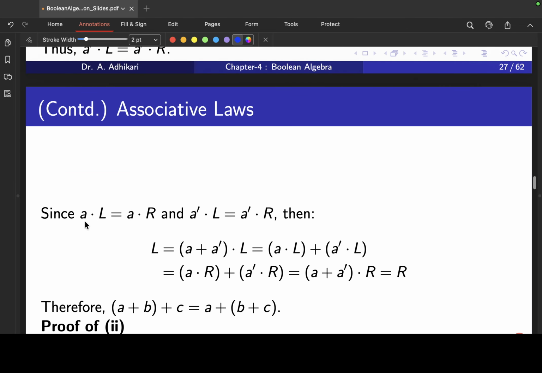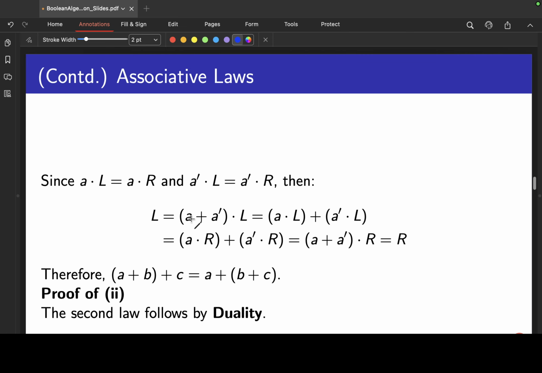Now we have proved A dot L equals A dot R and A' dot L equals A' dot R. Then L equals (A plus A') dot L, because A plus A' is 1, so 1 dot L is L. By distributivity, this is A dot L plus A' dot L, and since A dot L equals A dot R and A' dot L equals A' dot R, again applying distributivity, (A plus A') dot R equals R. Hence L equals R.